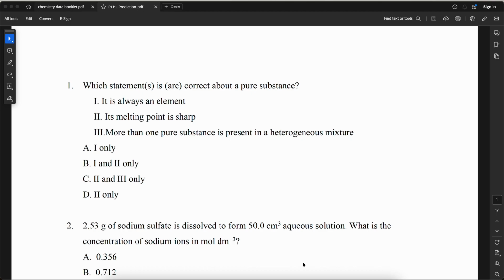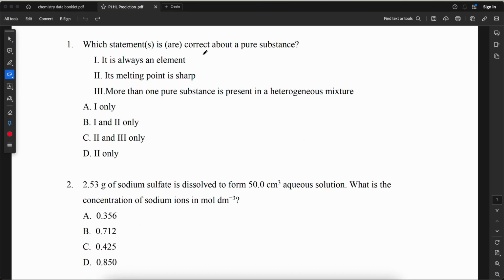And now let's get started. Which statements are correct about a pure substance? It is always an element. It is incorrect because it can be compounds as well, like water, H2O.